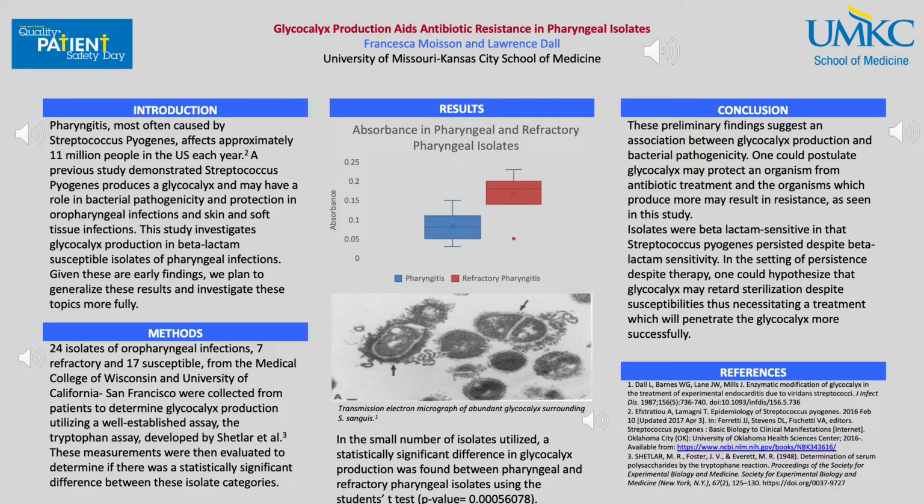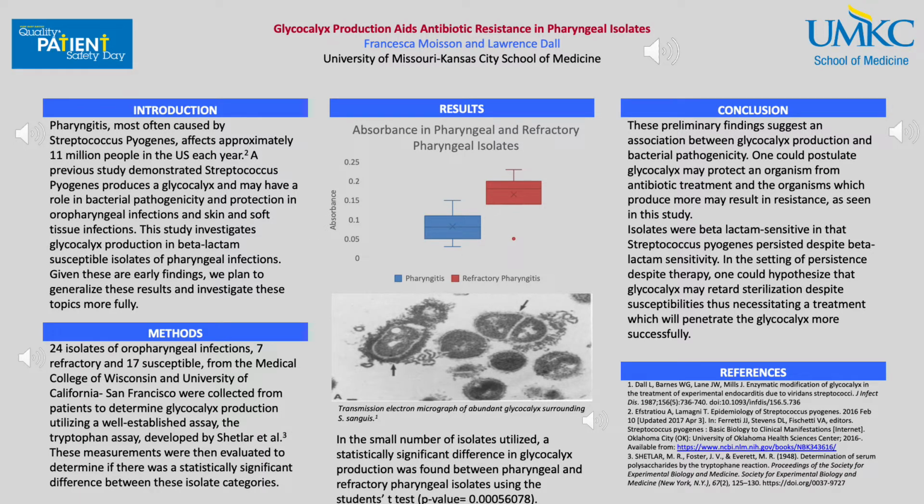Methods: 24 isolates of oral pharyngeal infections, 7 of which were refractory to treatment, and 17 were susceptible to treatment, from the Medical College of Wisconsin and University of California, San Francisco, were collected from patients to determine glycocalyx production utilizing a well-established assay known as the tryptophan assay, which was developed by Shetler et al. These measurements were then evaluated to determine if there was a statistically significant difference between these isolate categories.